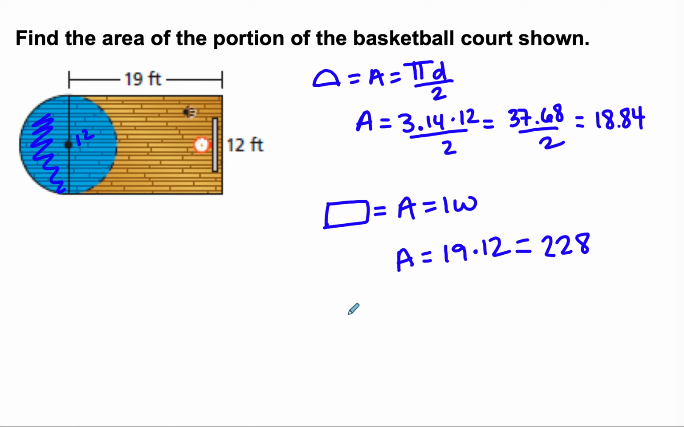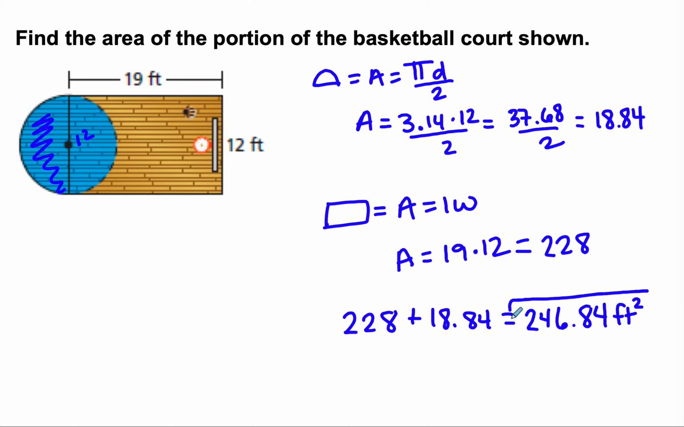Now I need to add my two parts together. So my rectangle area, 228, plus my semicircle area. And that's going to give me my total area, which is 246 and 84 hundredths. And that is going to be feet squared. Don't forget that square unit. If the answer is area, your label needs to be squared.